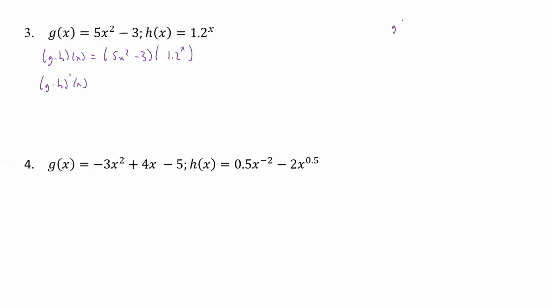So we need to take G prime of X and H prime of X. So this one looks like we just get 10x. This one looks like we get ln of 1.2 times 1.2 to the x. Okay. All right, so the derivative of the first, that's going to give us 10x times the second, which is 1.2 to the x, plus the first, which is 5x squared minus 3, times the derivative of the second, which is ln 1.2, and then times 1.